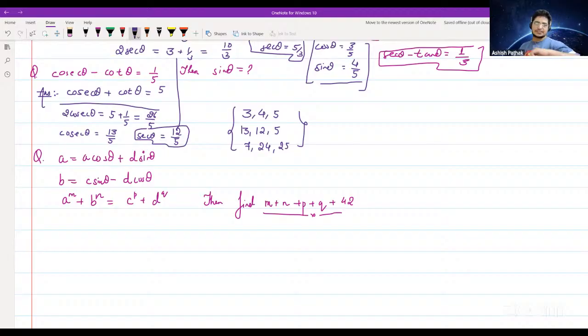What will you do in this particular question? It is given that this one is given and this one is given. And it says that it is such that a to the power m, b to the power m is equal to c to the power q and d to the power q. Now we have to find m plus n plus p plus q plus 42. Tell me the answer.